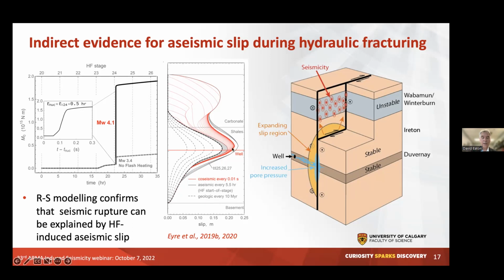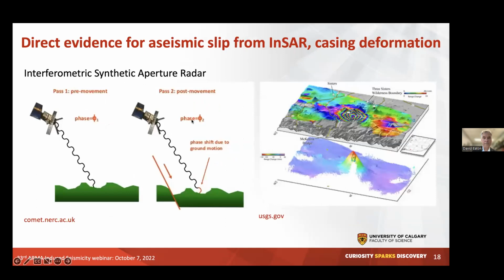And this extends down into the Duvernay zone, which agrees with the notion that these rocks are conditionally stable, much like the conditionally stable parts of subduction zones. And one other interesting thing is that Dmitry found that he was only able to model an event up to magnitude 3.4, whereas the observed magnitude was 4.1. But if he incorporated some recent lab data showing flash heating in carbonates, he was able to exactly reproduce the observed moment for that earthquake.